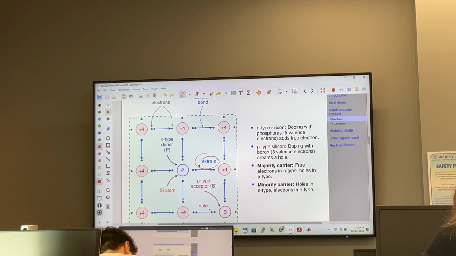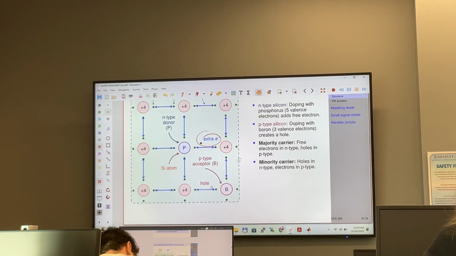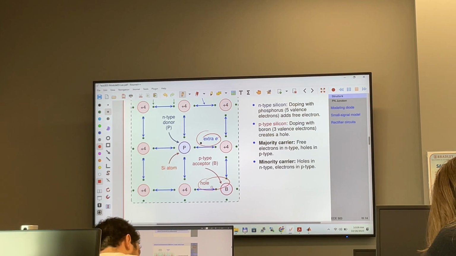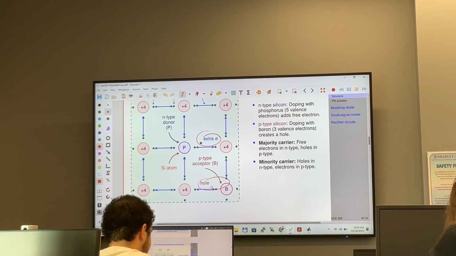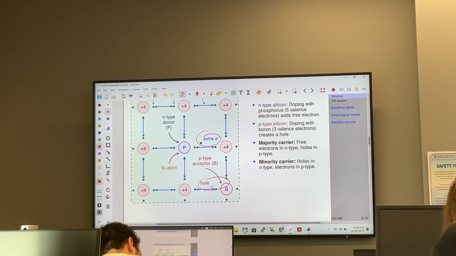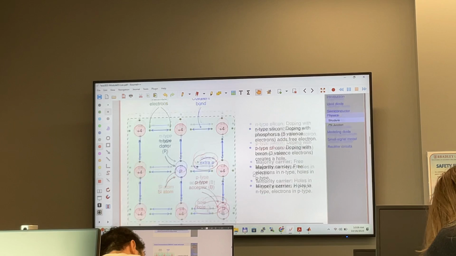Extra electron. Once you add boron, you are adding a hole. Hole means positively charged carrier, electron is negatively charged carrier. Now here I have a little explanation.